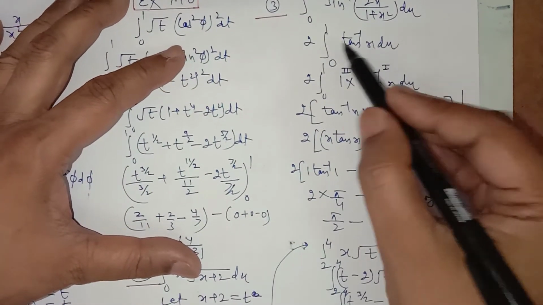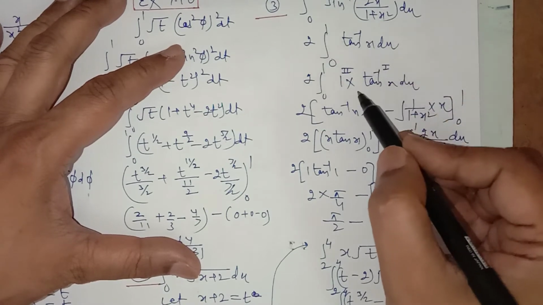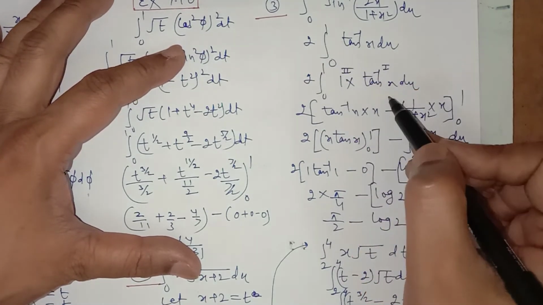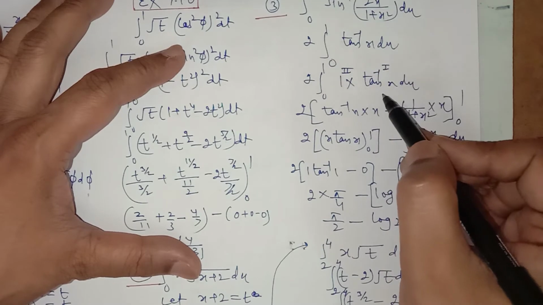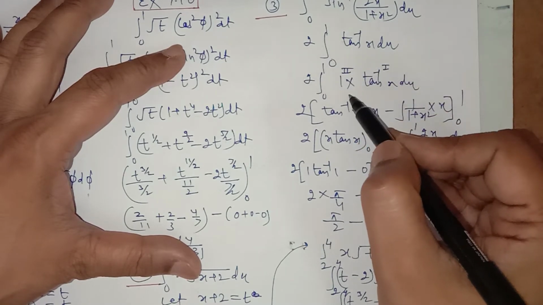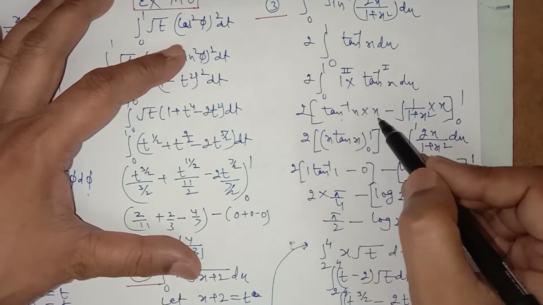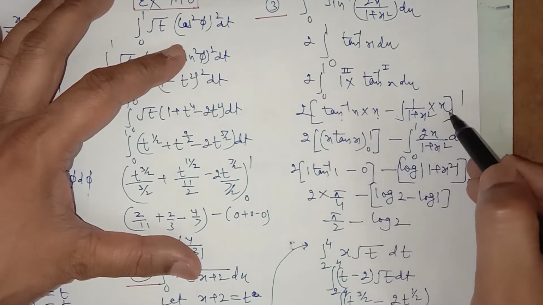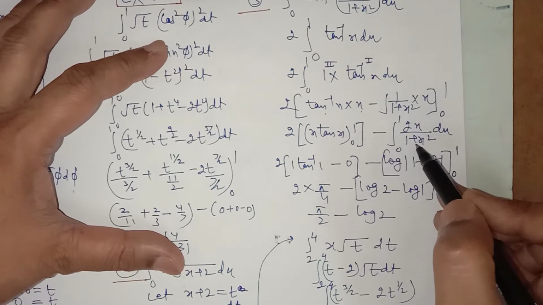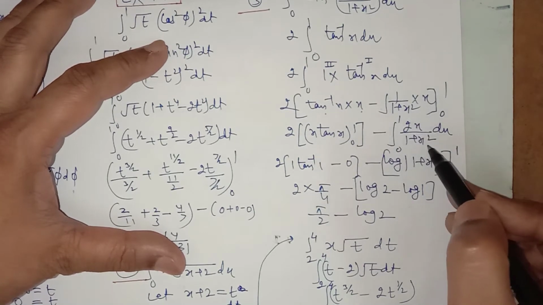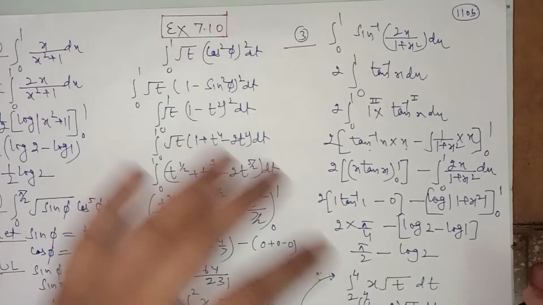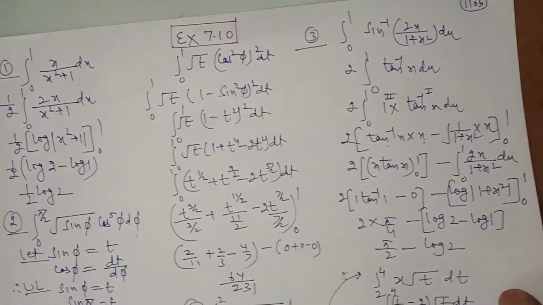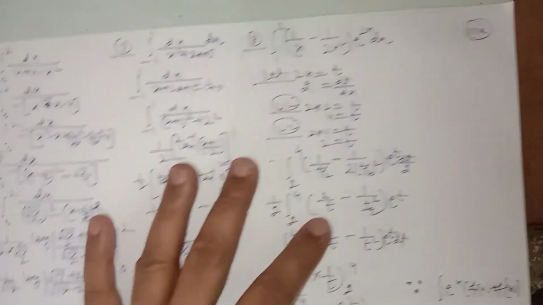Now you can integrate it by multiplying by 1 and using integration by parts. Multiply by 1, integration by parts. Let this be the first function, and 1 is the second function. The first function as it is, times the integral of the second, minus the integral of the derivative of the first, which is 1 upon 1 plus x square, into x. And you know the integral of 2x upon 1 plus x square is log of 1 plus x square. So again, upper limit minus lower limit.